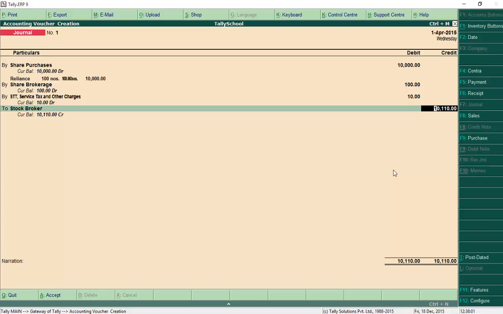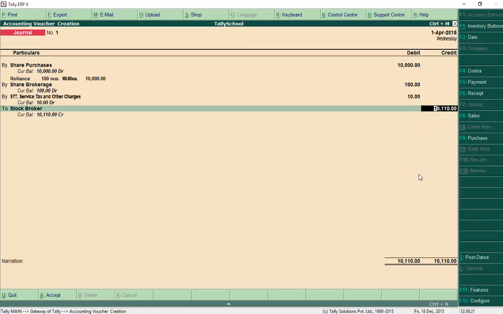So this is the whole entry of buying Reliance, which is 100 shares of Reliance at 100 rupees per share, total 10,000. Share brokerage, which is 100 rupees. Service tax and other charges, STT, service tax and other charges, which is 10 rupees, and the total amount we have to pay to our broker is 10,110, which Tally has automatically calculated.